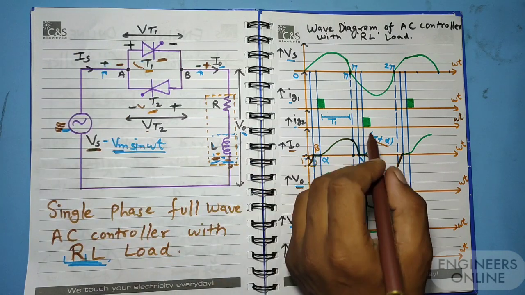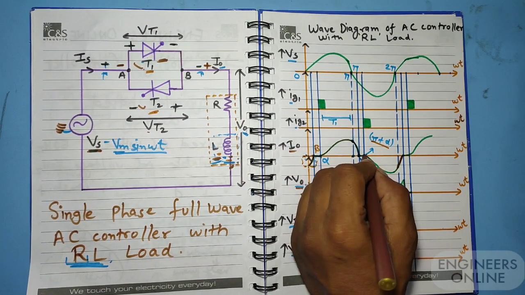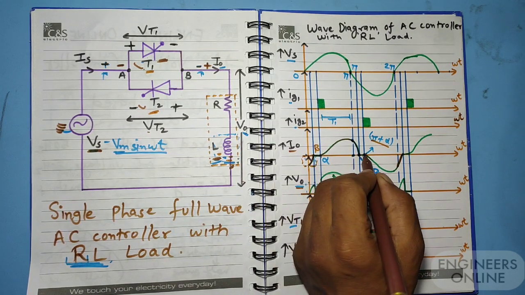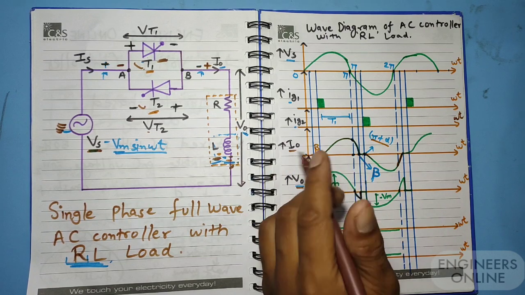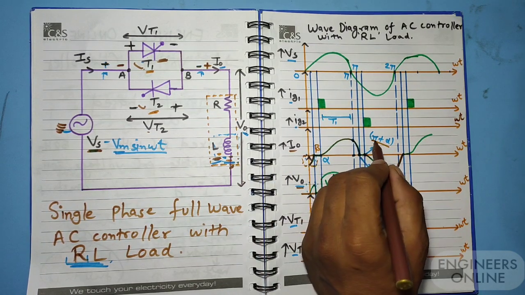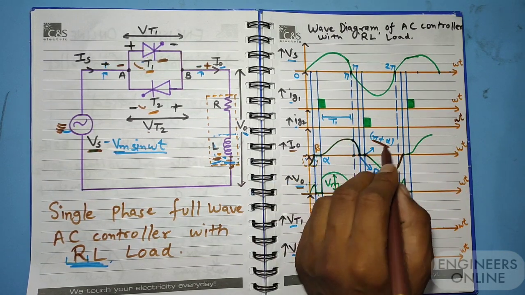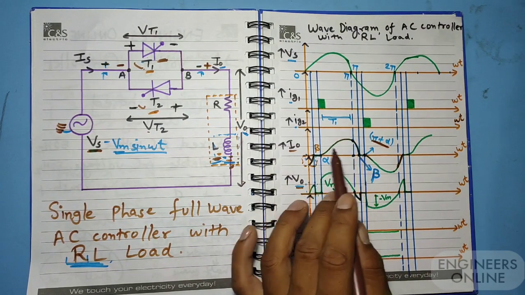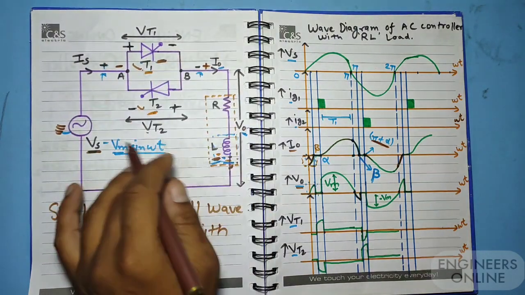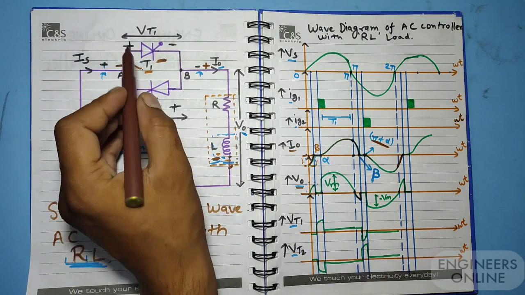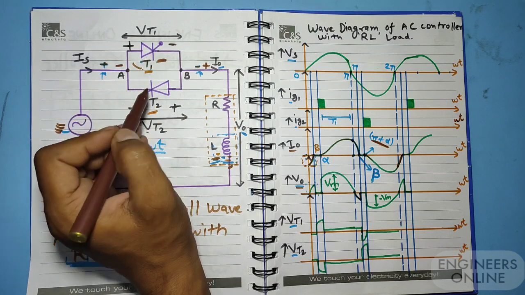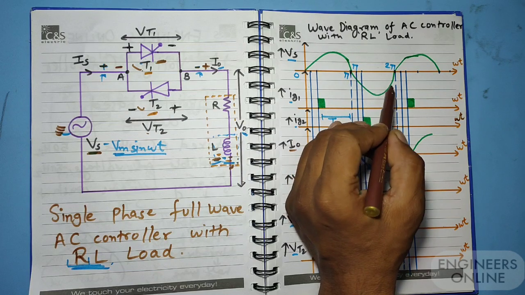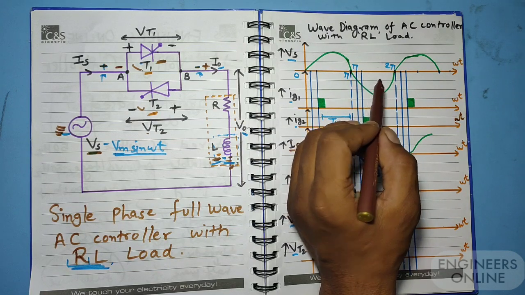Okay, so beta to pi plus alpha, this point is pi plus alpha because 0 to pi and then pi to alpha. It means if we count from 0, this point will be pi plus alpha. Until pi plus alpha there will be no conduction in the circuit because there is no current flowing through the circuit. We can see some potential drop across these thyristors.